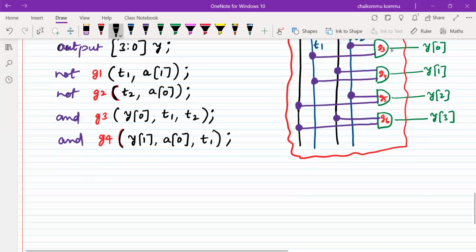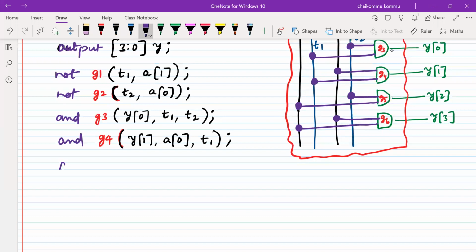Okay, we take another AND gate, G5, with output Y of 2. The inputs are A of 1 and T2. So I'll write A of 1, next one is T2.